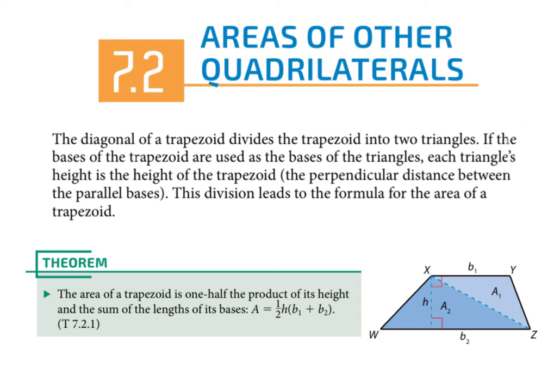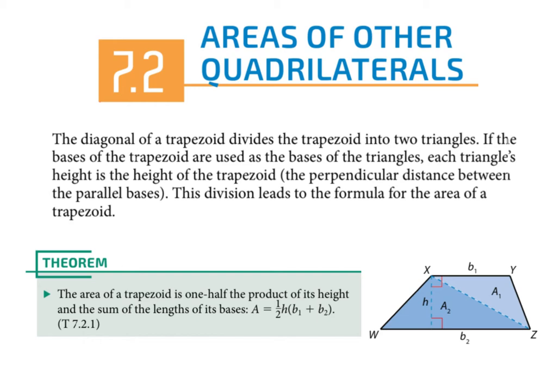All right, other quadrilaterals. So the diagonals of a trapezoid also divide the trapezoid into two triangles. The difference, however, is that it's not two congruent triangles, because the opposite side lengths of your trapezoid are not congruent, unlike a parallelogram. So you don't create two congruent triangles. You actually create two separate triangles.